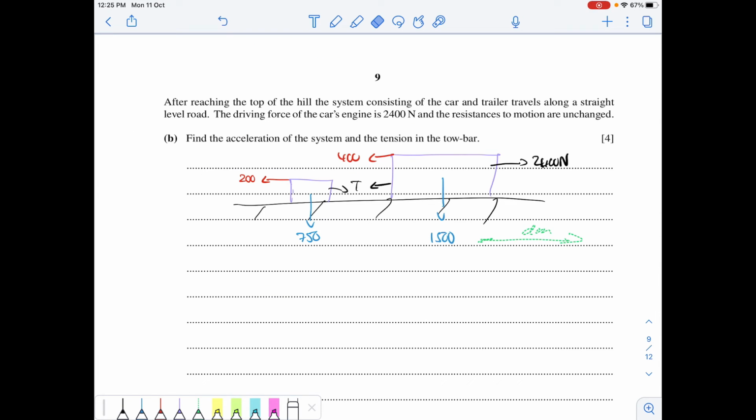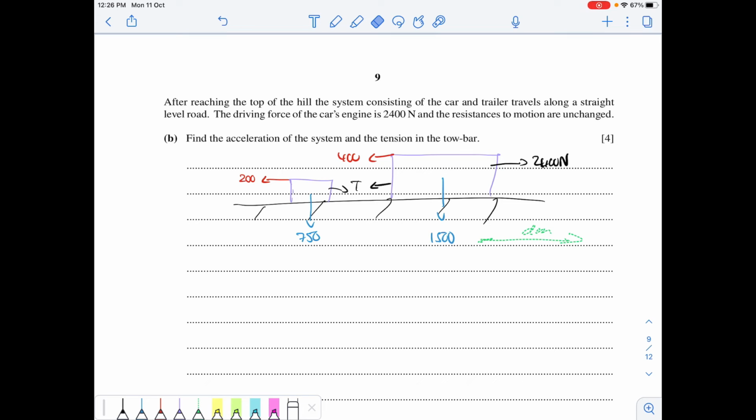Okay, in the second part of the question, we are asked to find, well, it says after the vehicle reaches the top of the hill, the vehicle travels on a straight level road. The driving force of the engine is now 2,400 newtons and the resistances are unchanged. And they want us to find the acceleration of the system and the tension in the tow bar.